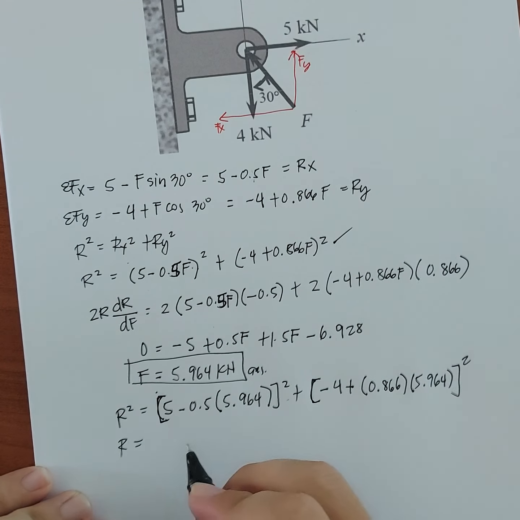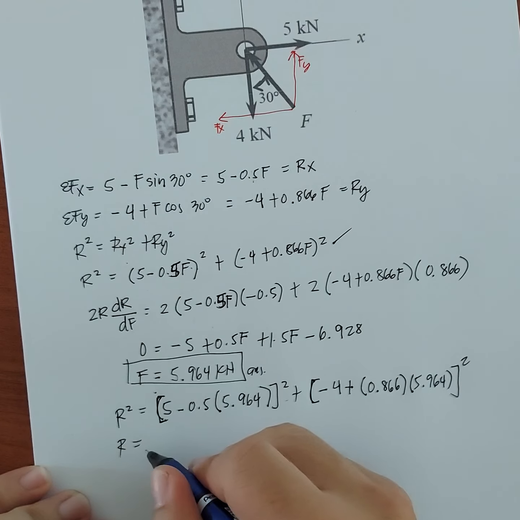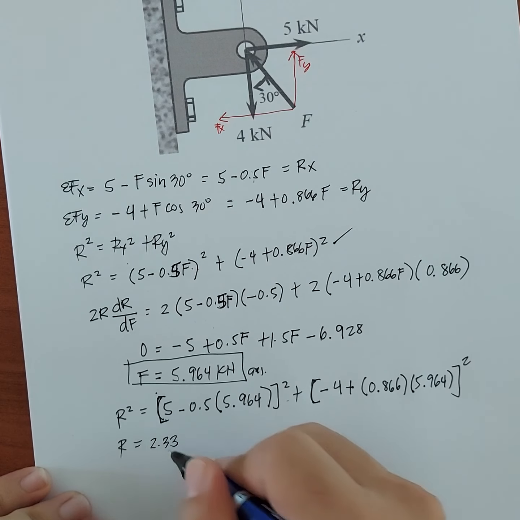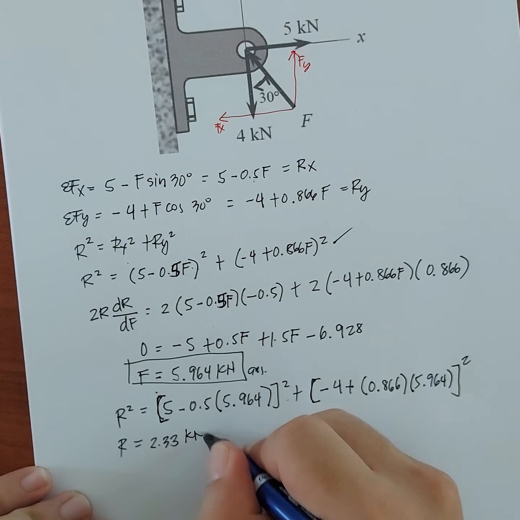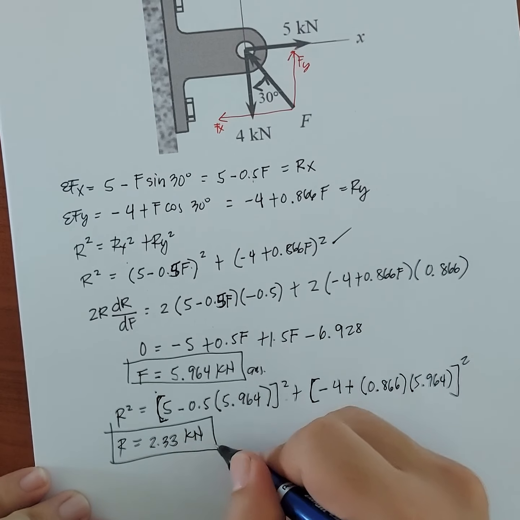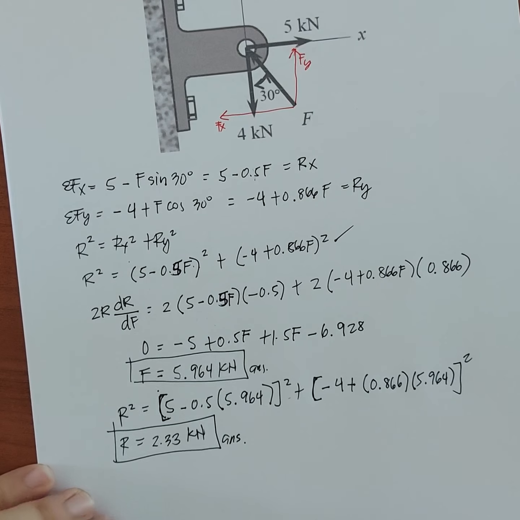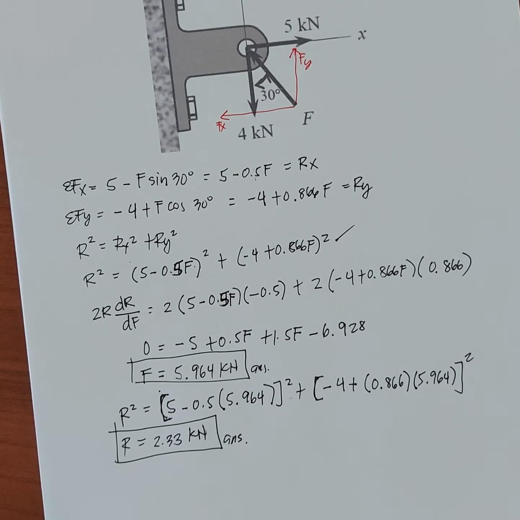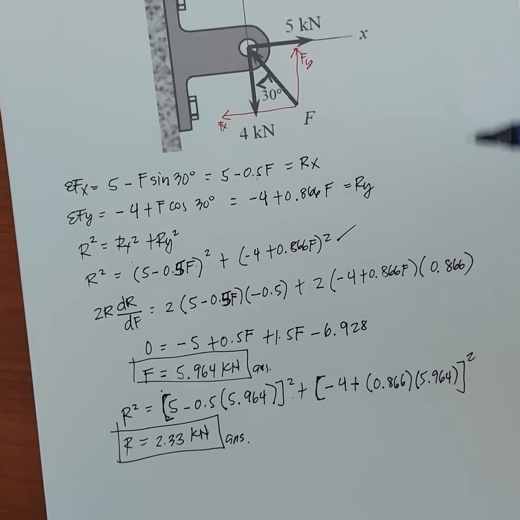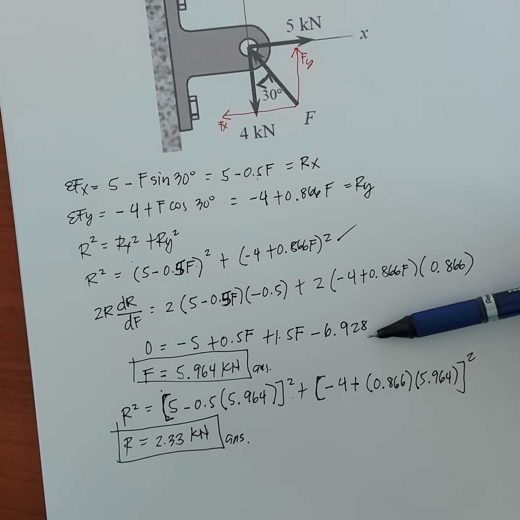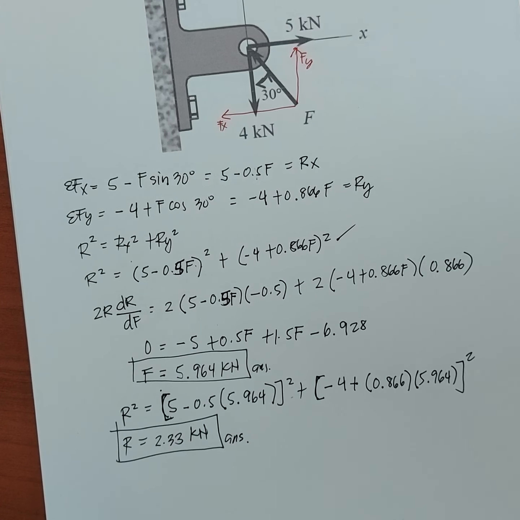The minimum value of R is 2.33 kilonewtons. Okay? So that would be the solution for this particular problem. Ayan. Okay?